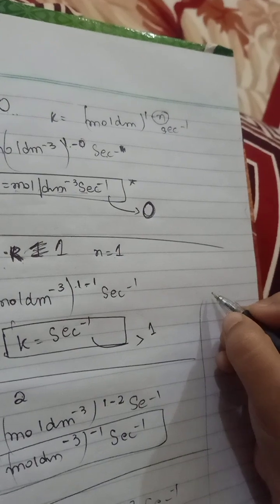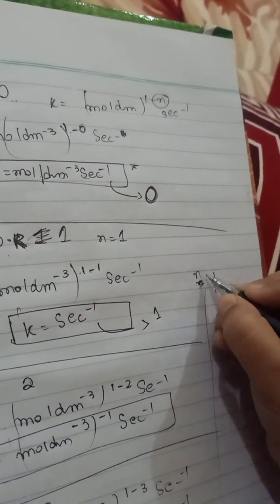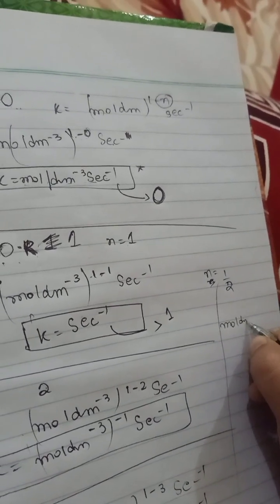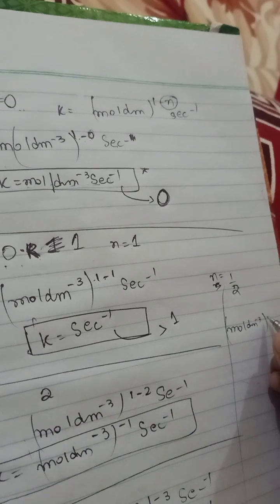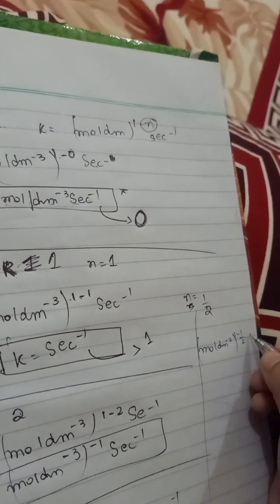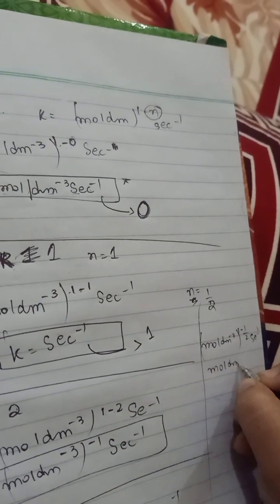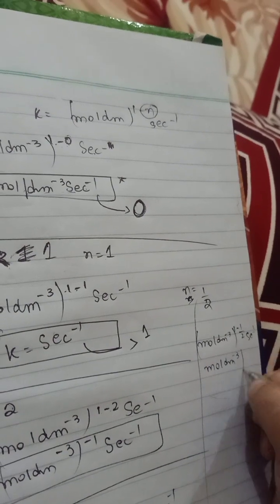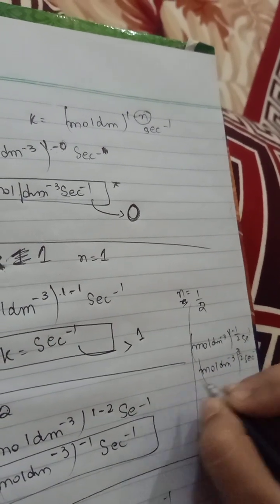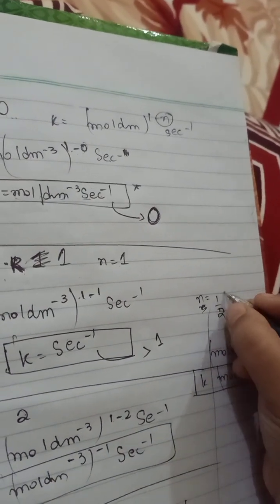Alright, what if the order of reaction is in fraction form? As we discussed in the previous video, the order of reaction can be a fraction too. So mole into dm cube, and here we are having 1 minus 1 upon 2, as n, second inverse. After taking the LCM we get the answer 3 upon 2, and second inverse. This is the unit of the K when the order of reaction is in fraction form.